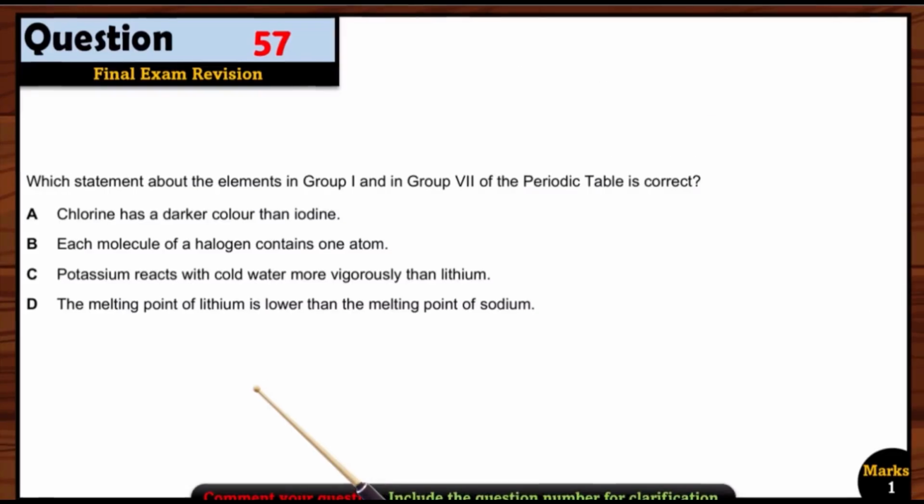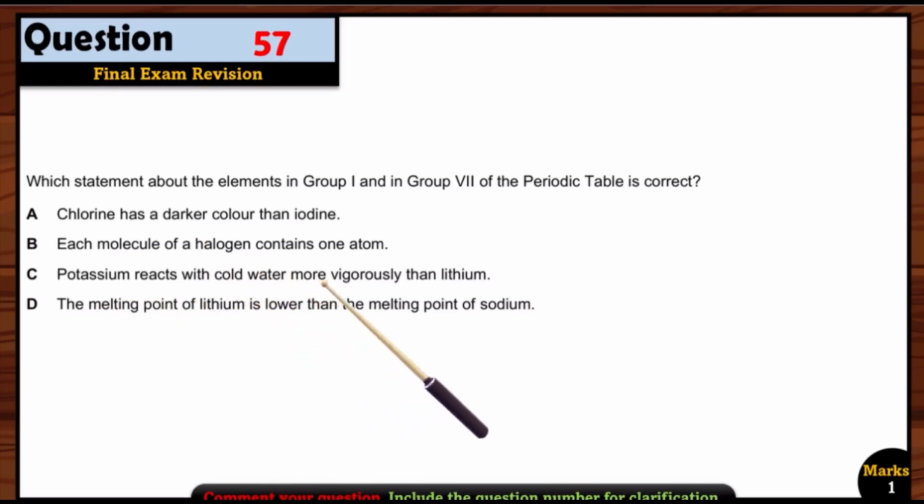Question 57. Which statement about the elements in group 1 and 7 of the periodic table is correct? Chlorine has a darker color than iodine. Wrong. Iodine is below in the group, so iodine is darker. Chlorine has a green color. Iodine has a grayish color. Each molecule of a halogen contains one atom. That is wrong. A molecule always contains more than one atom, and halogens mostly have 2 atoms together.